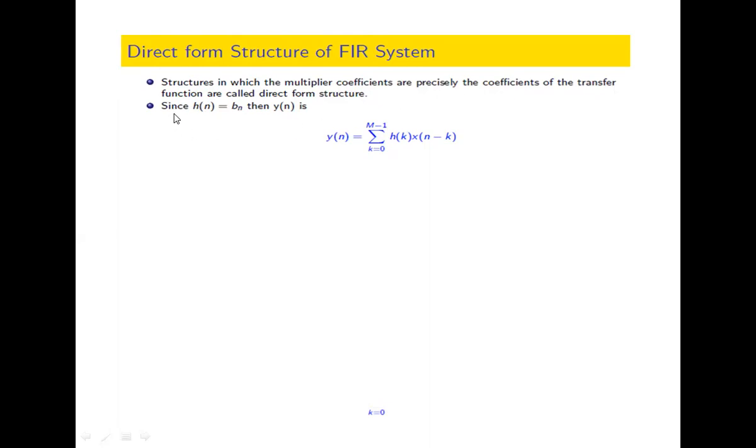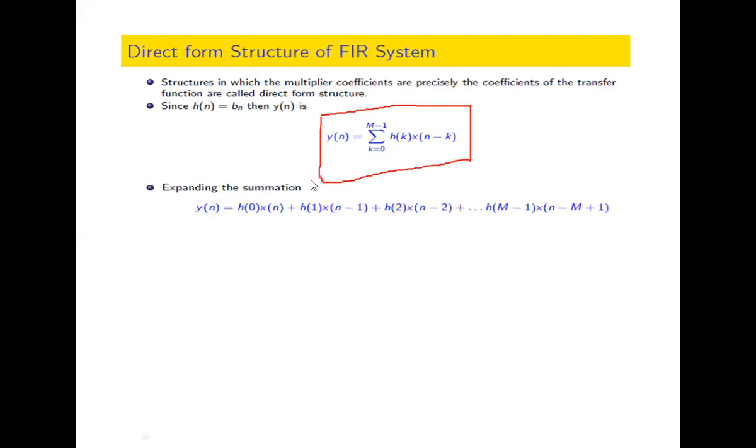it is called a direct form structure. Since h of n equals b n, we write y of n equals summation k equals 0 to M minus 1 h of k x of n minus k. We know the formula of convolution, right? So that is y of n equals summation k equals 0 to M minus 1 h of k x of n minus k. This is the equation which we use to implement the direct form structure.